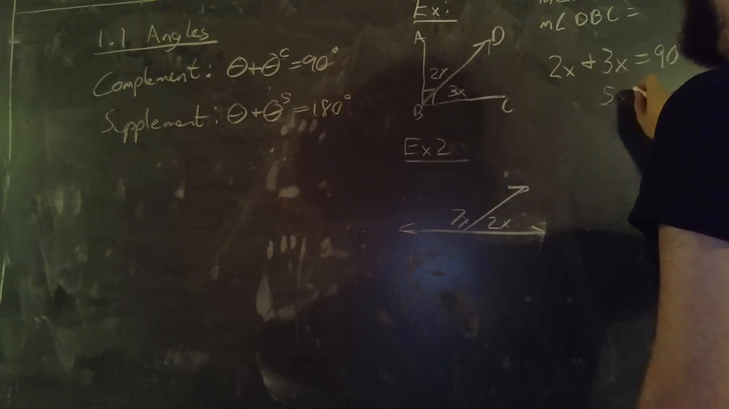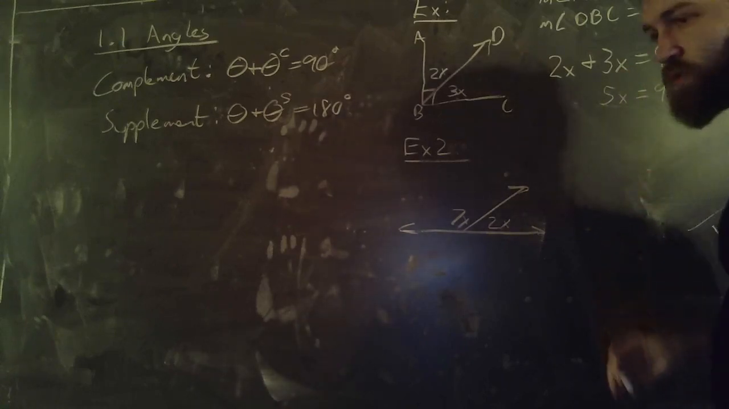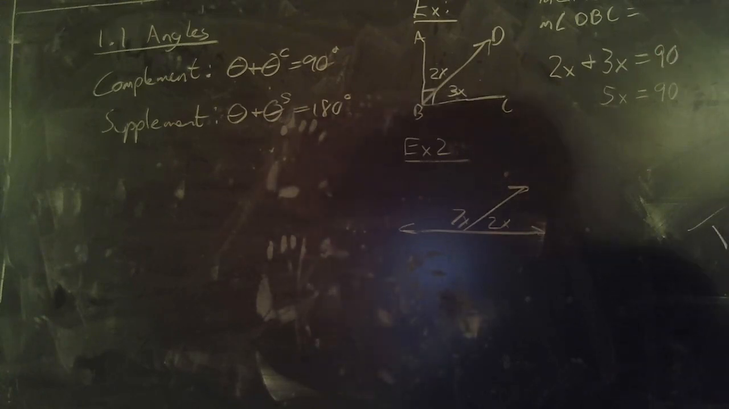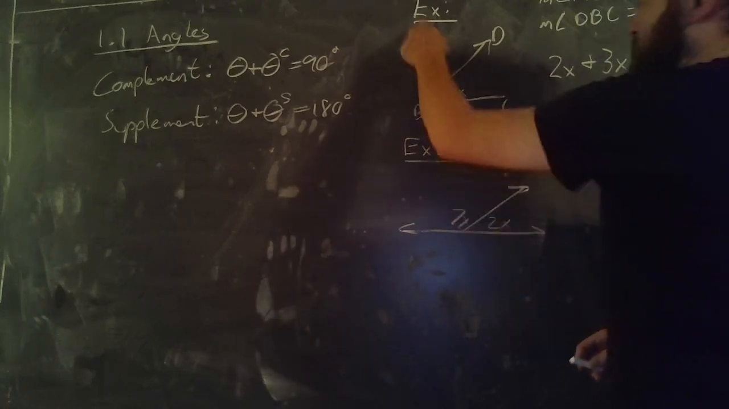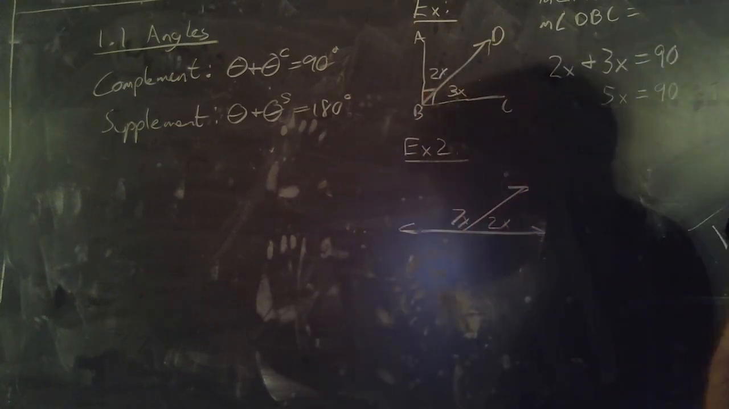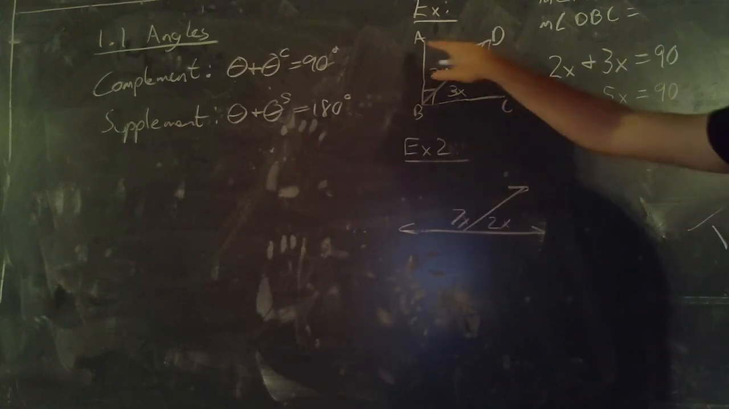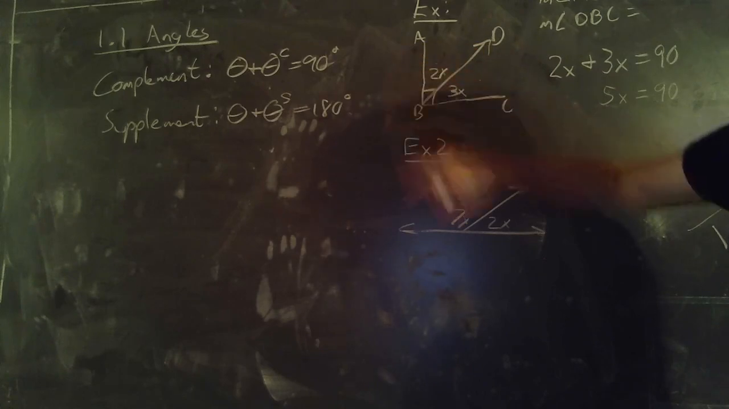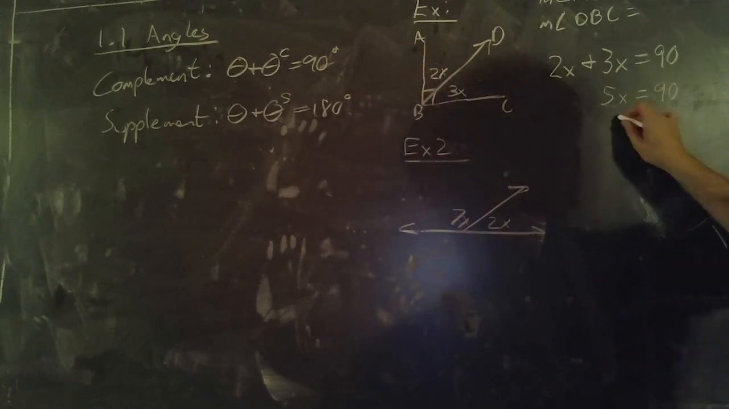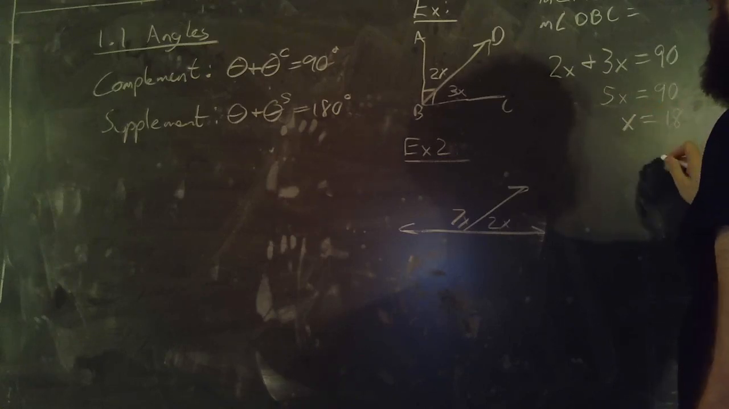So that is 5x equal to 90 degrees. Now, it's important to note that we can only do this when we know that what we are dealing with is complementary. The reason I know this is because the angle ABC is marked as a right angle here. In other words, I know that this particular ray and this particular ray are quadrantal angles to each other. So x will be 18.